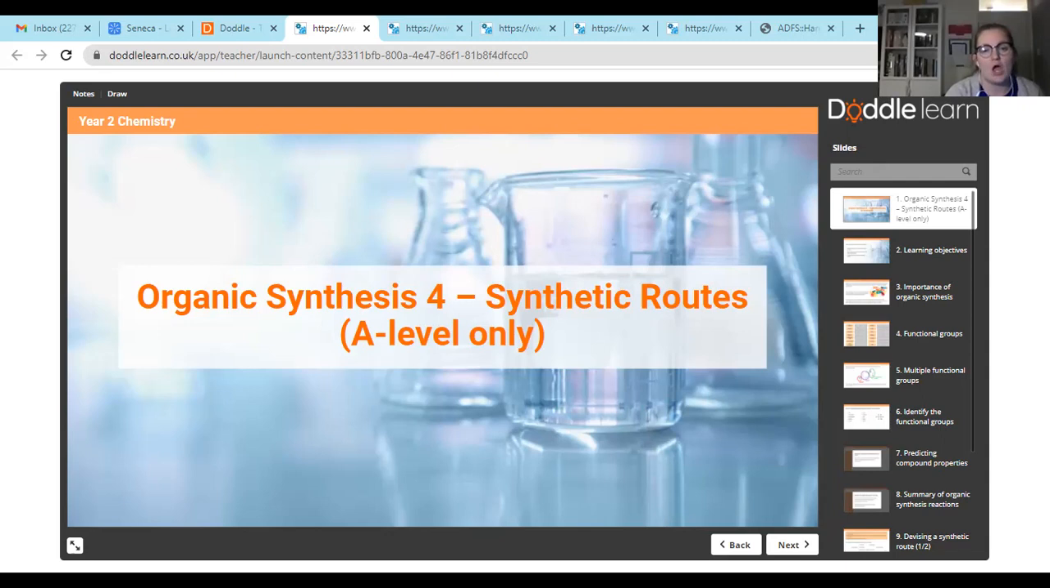Physical properties: that OH bond gives rise to hydrogen bonding. So we get a higher boiling point and solubility in water. It's a base, it's got a wide range of reactions.